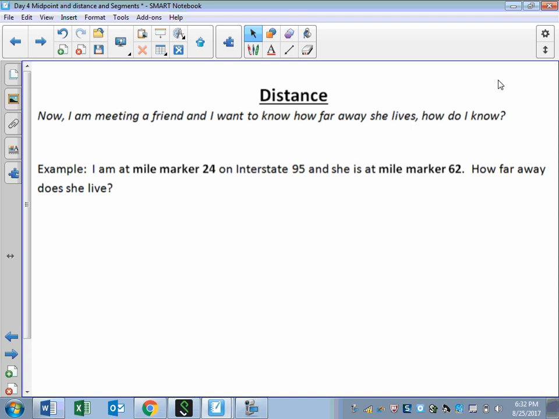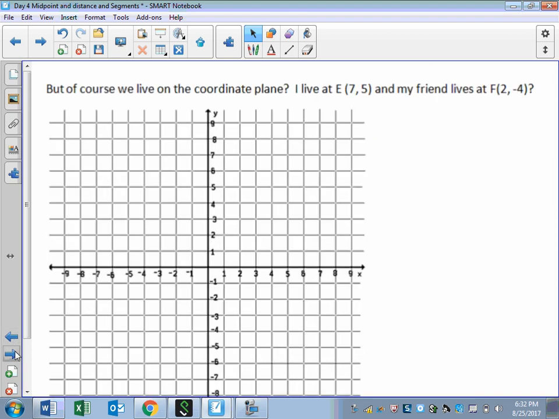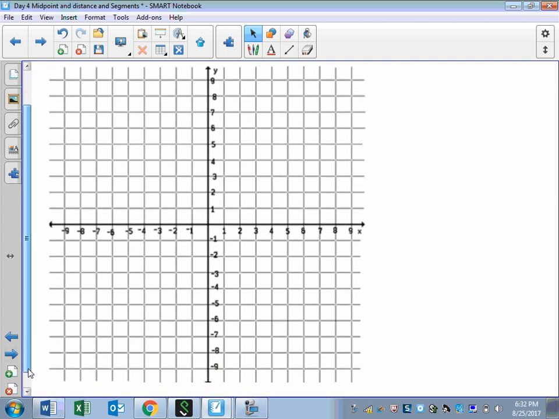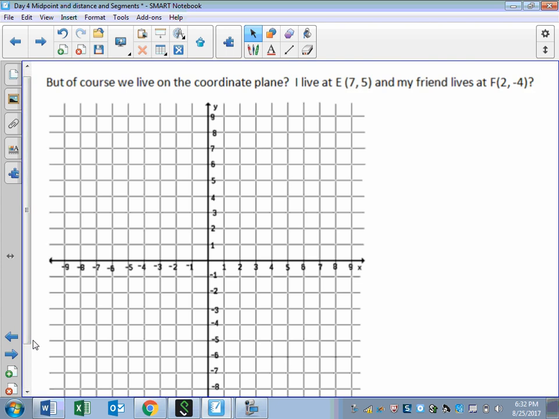And I'm going to go on to the next page of your notes. So this example of distance is a straight line distance. Here we're going to talk about distance on a coordinate plane. Okay. So we have, I live at 7, 5. So x1 is 7, y1 is 5, is here. And my friend lives at 2, negative 4. x2 is 2, y2 is negative 4, is here. Okay. And it's asking us, what is the distance between those 2 points?